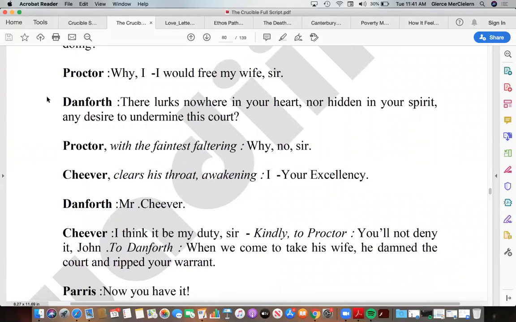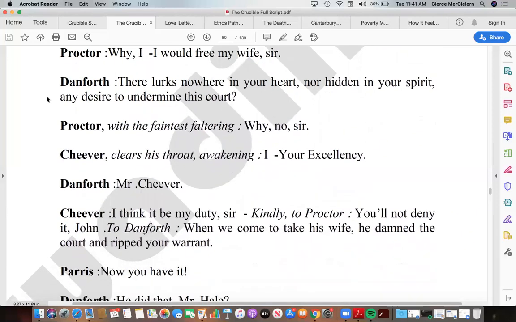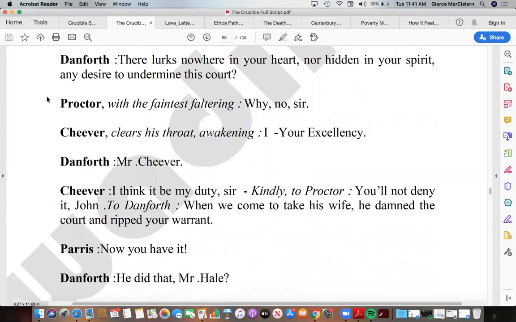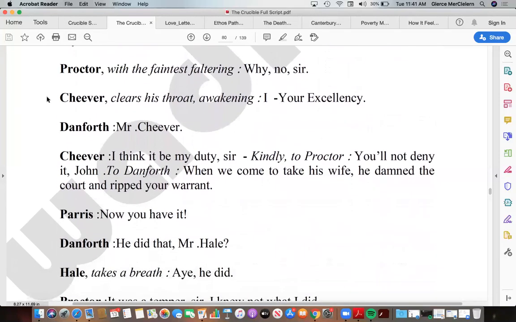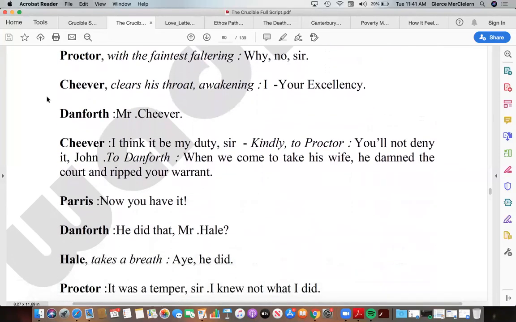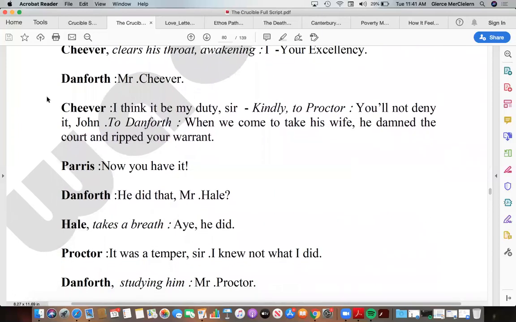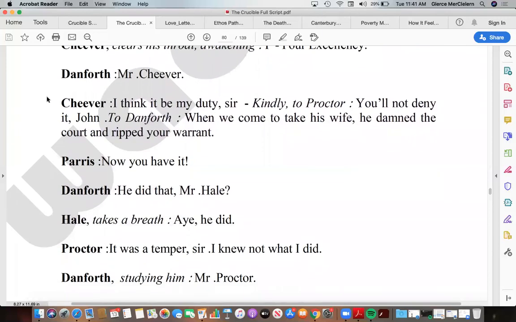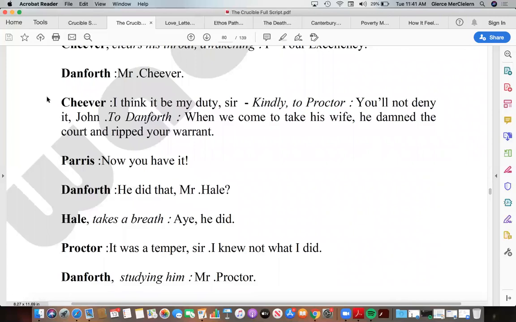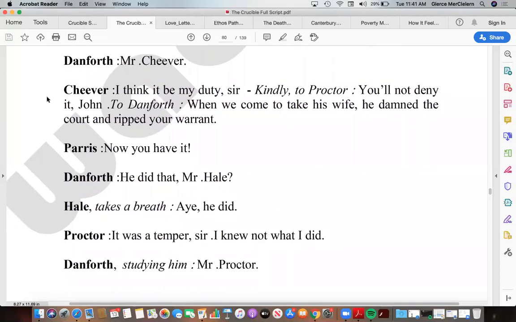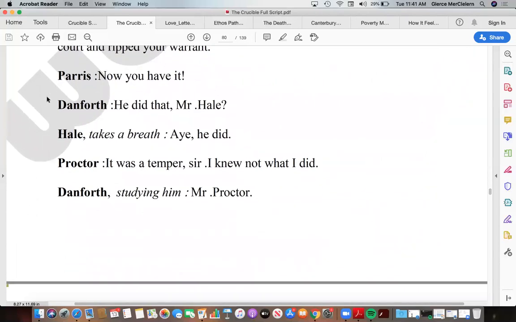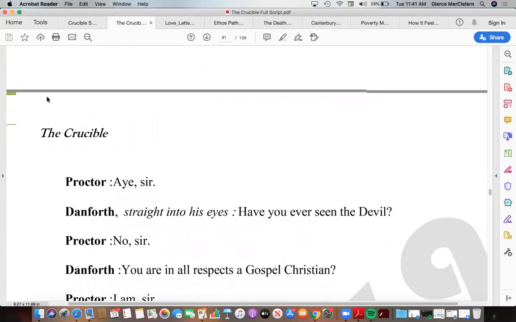Randall. Mr. Cheever. I think it be my duty, sir. I will not deny it, John. When we came to take his wife, he damned the court and ripped your warrant. Now you have it. He did that, Mr. Hale? Aye, he did. It was a temper, sir. I knew not what I did. Mr. Proctor. Aye, sir.